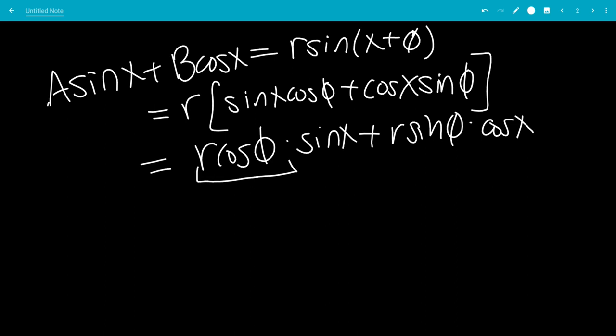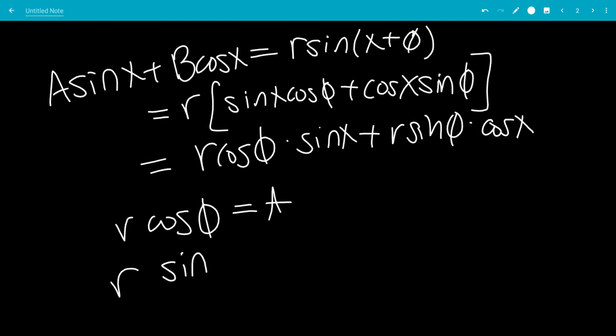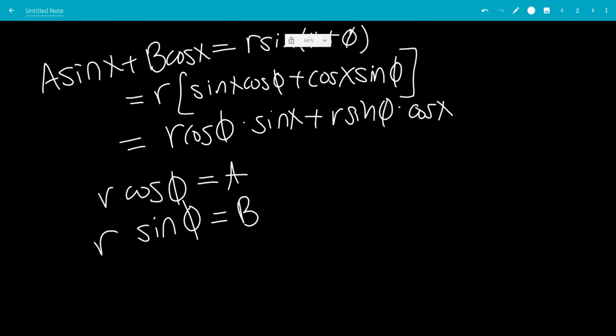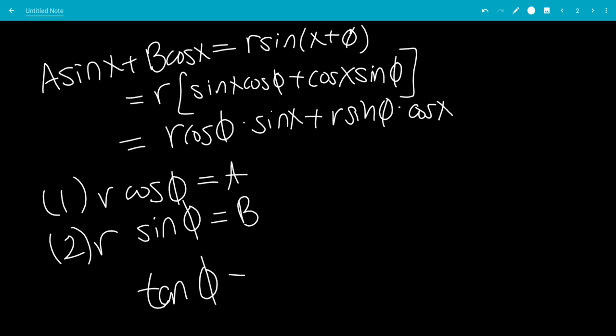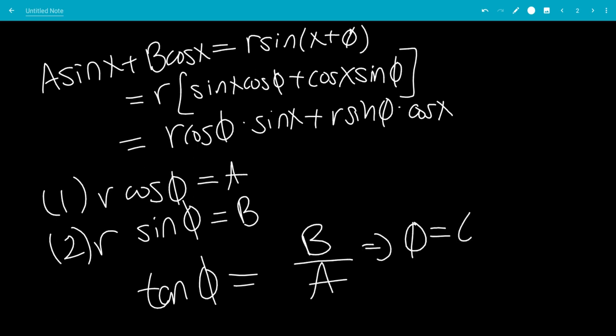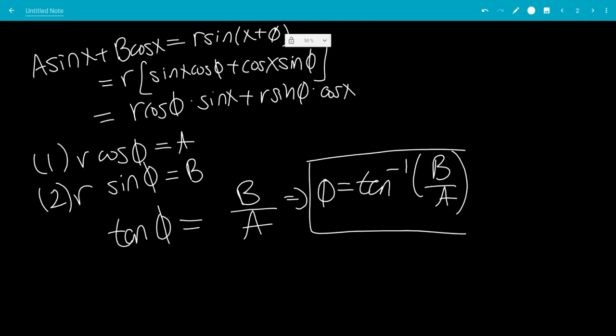So now we have that the first coefficient is equal to a, and the other is equal to b. That's the system of equations. We have r cosine phi equals a, and r sine phi equals b. This is equation 1, this is equation 2. Let's do equation 2 divided by equation 1. The r's will cancel. Sine phi over cosine phi is tangent phi, which is b over a, which means that phi is the inverse tangent of b over a.